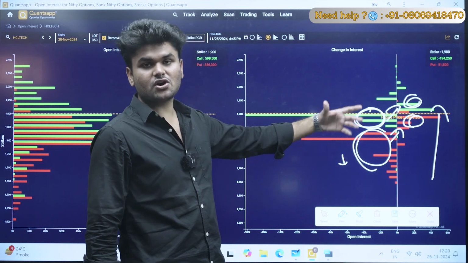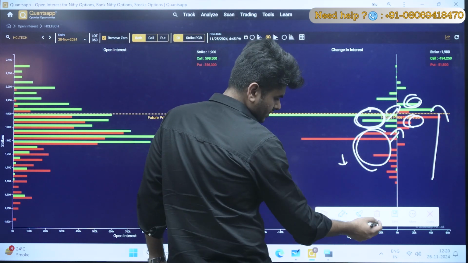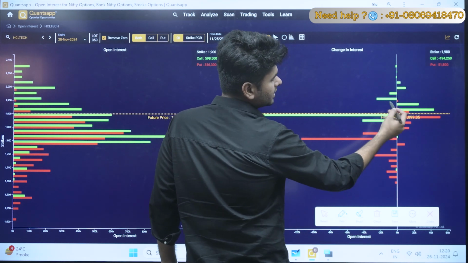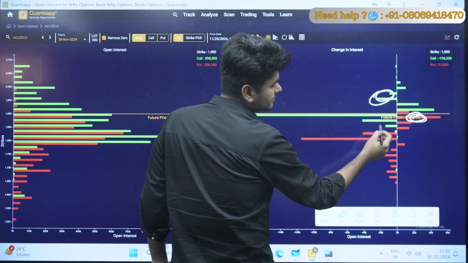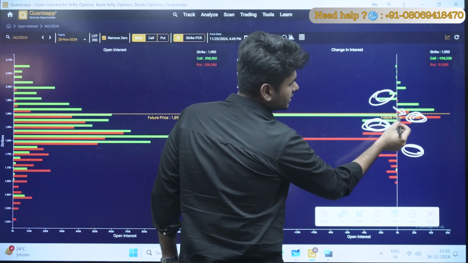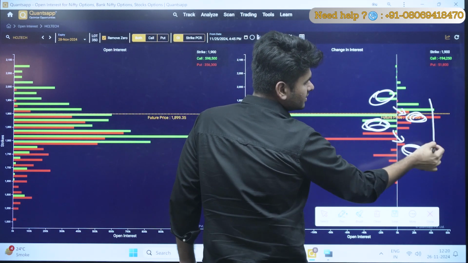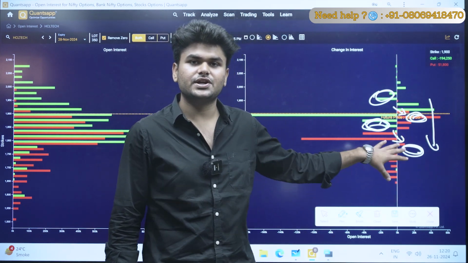Similarly, let's suppose the opposite criteria. Let's suppose that the calls are unwinding here and making positions here, and similarly, the puts are unwinding here and making positions on the lower side. So what you are seeing is a downward shift. This is the time we'll see the price go downwards. So these are the indications which you can take from the open interest.